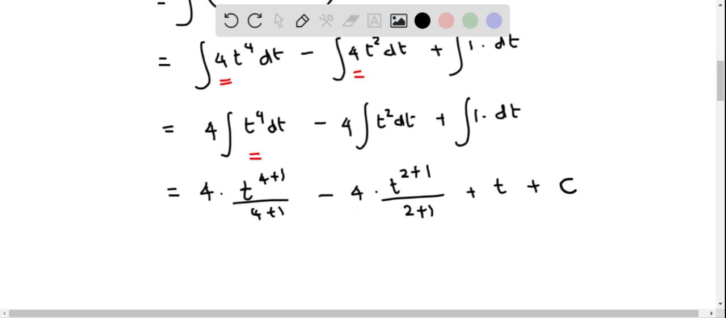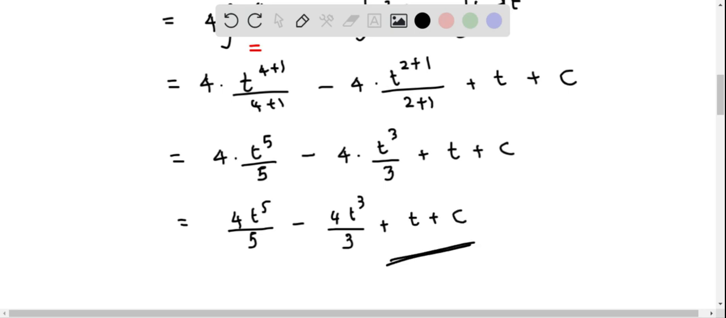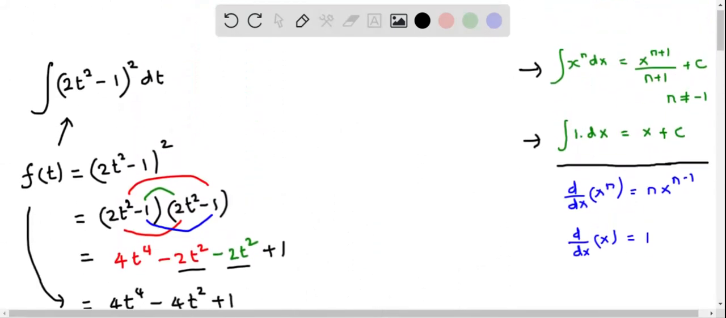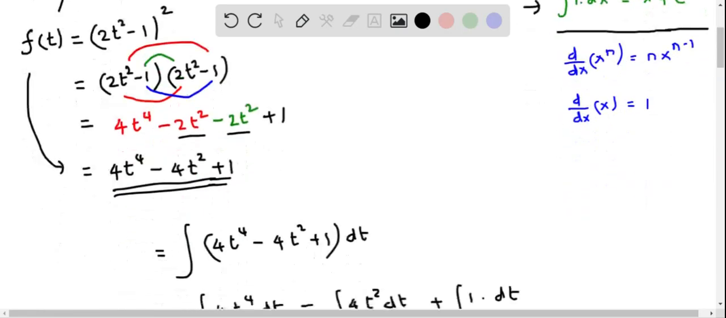Now let's simplify this. So this is equal to 4 times t power 5 divided by 5 minus 4 times t power 3 divided by 3 plus t plus c. So I can rewrite this as 4t power 5 by 5 minus 4t cube by 3 plus t plus c. So basically this is the result of the integral which we started off with, that is f of t equals (2t squared minus 1) quantity squared. So when we integrate this, we get this result.